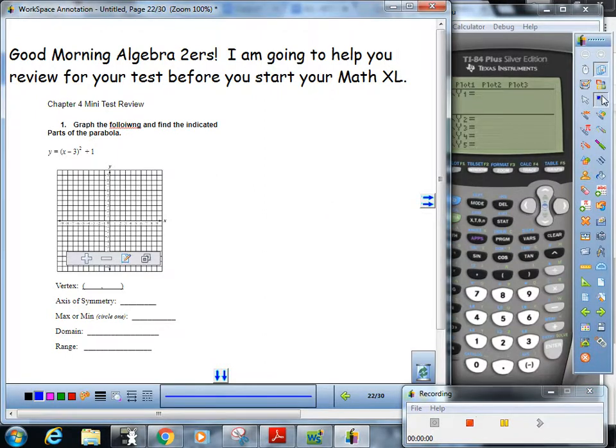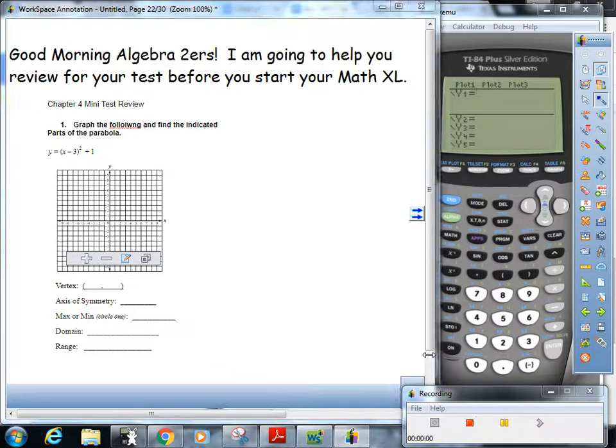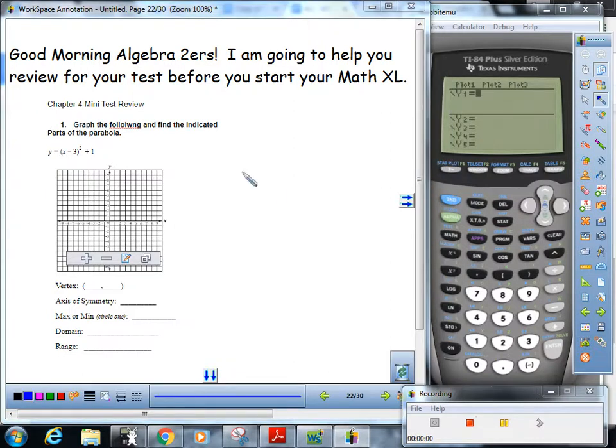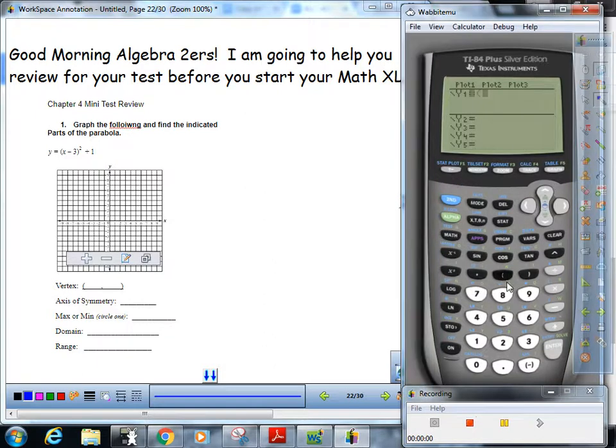Alright, so for the majority of this test, we're going to do it in our graphing calculator. Okay? So that's what this lesson is really about. Graph the following and find the indicated parts of the parabola. So we need to type it in right. Parentheses, x minus 3, close your parentheses, hit the squared button, and then plus 1. Check it to make sure you typed it in right.